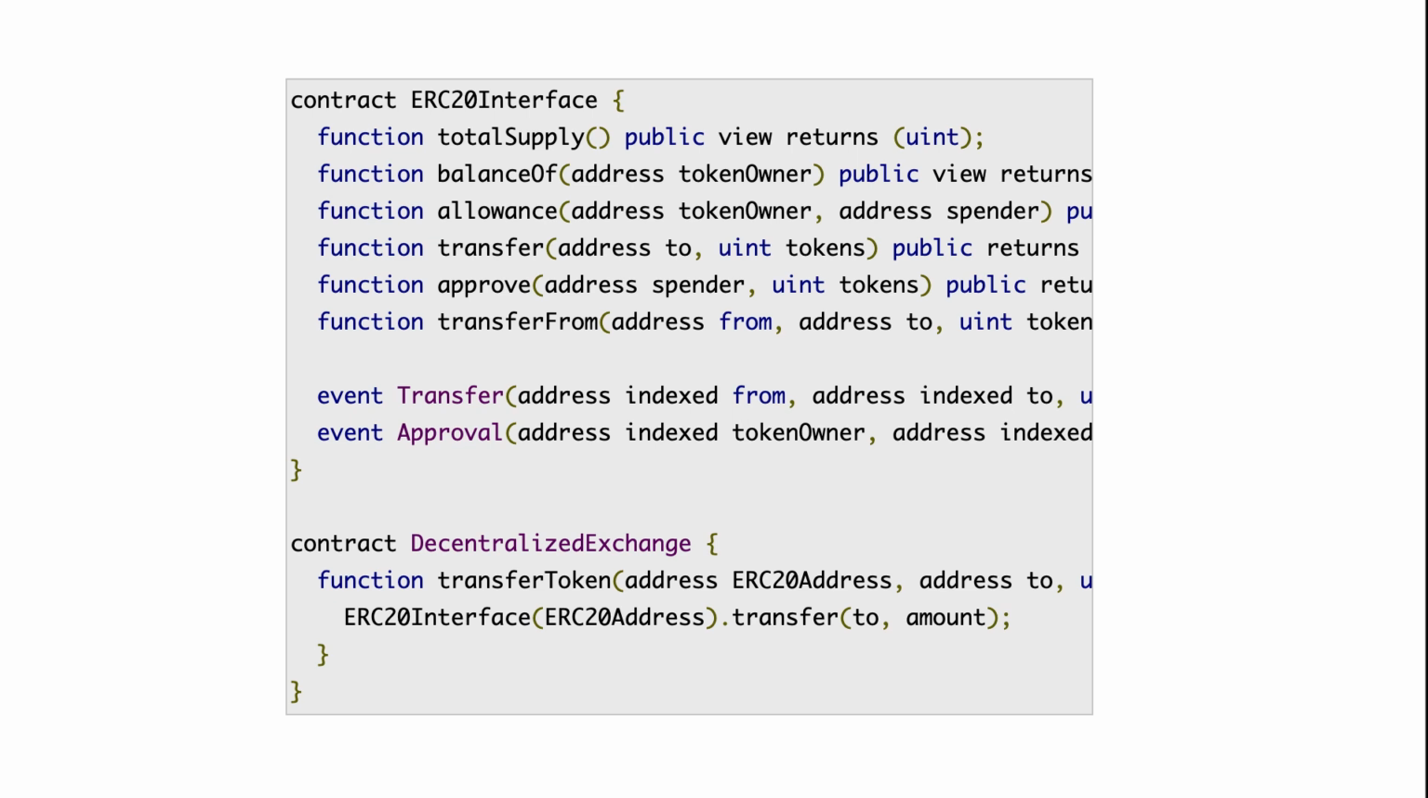The simplest function for an ERC20 token is the transfer function, and this function takes two arguments. First argument is the recipient, and second argument is the amount of token to transfer. It's also possible to do a delegated transfer using the transfer from function, which is used in combination with the approve function that needs to be called before transfer from.